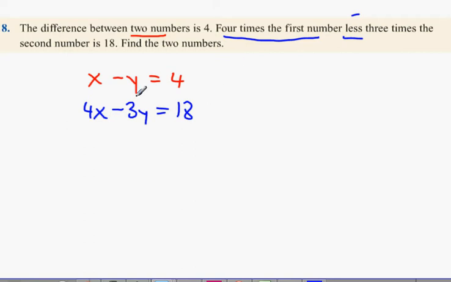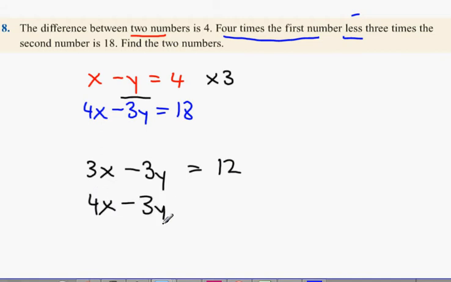Pick a letter to get rid of. Y. If you want to get rid of the y's, you need this one to be a 3y as well. How would you turn that into a 3? Multiply by 3. You are right about the minus 3. Just give me 1 second though. Okay? So 3 times x, 3x, 3 times y minus 3y, 3 times 4, 12. And then we still have 4x minus 3y equals 18.